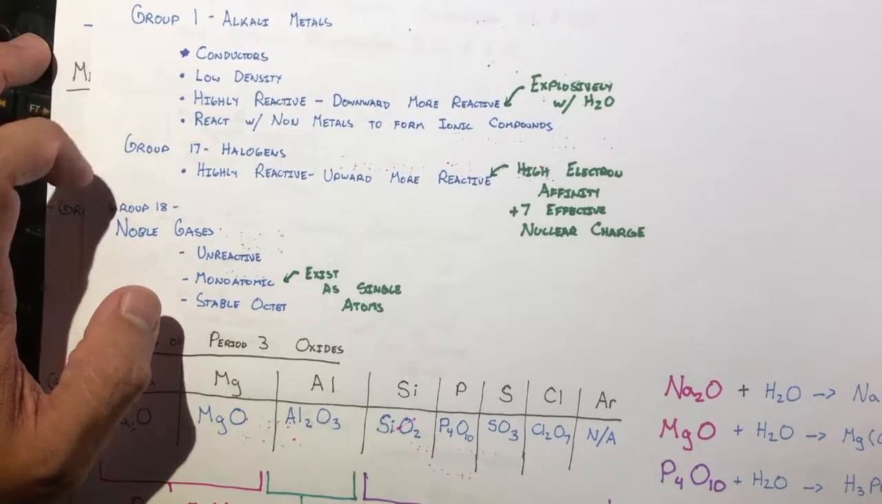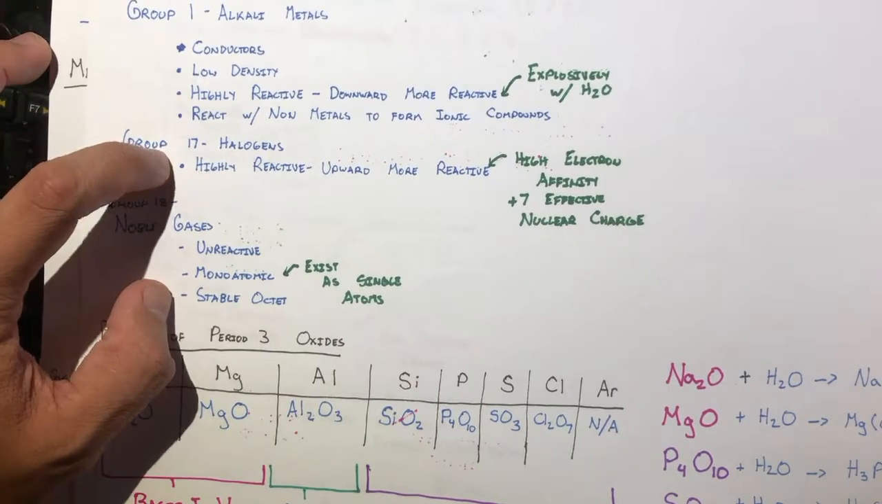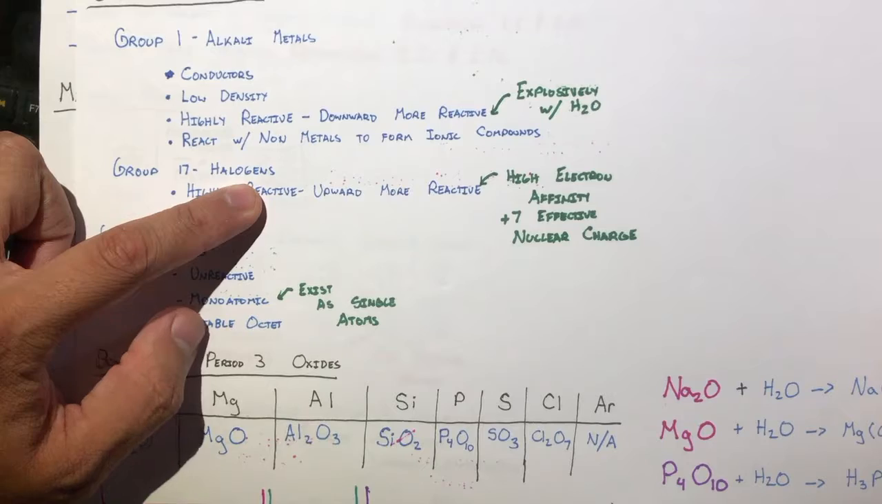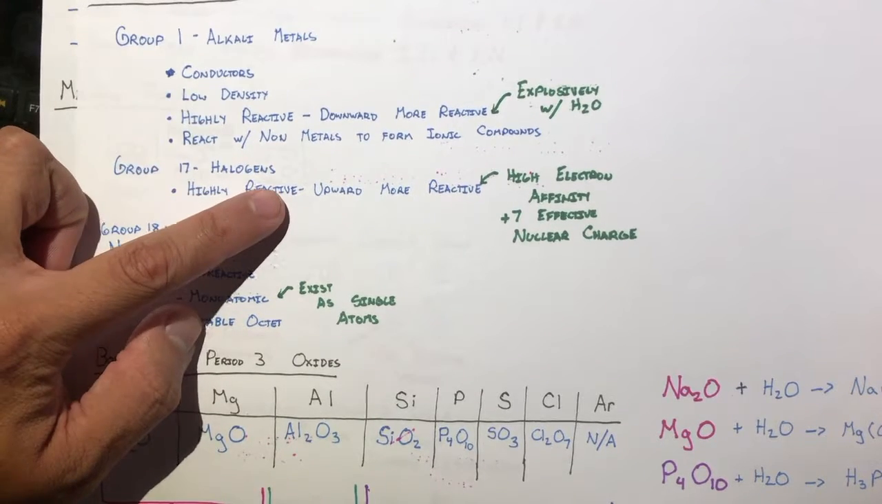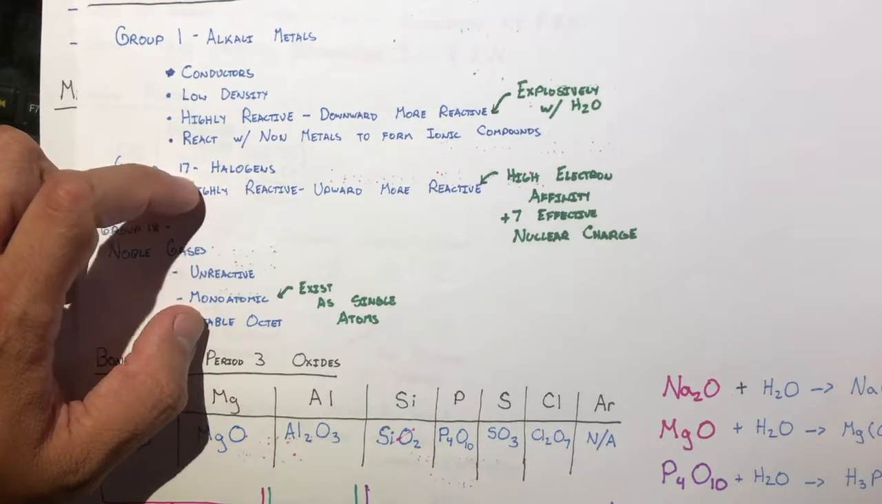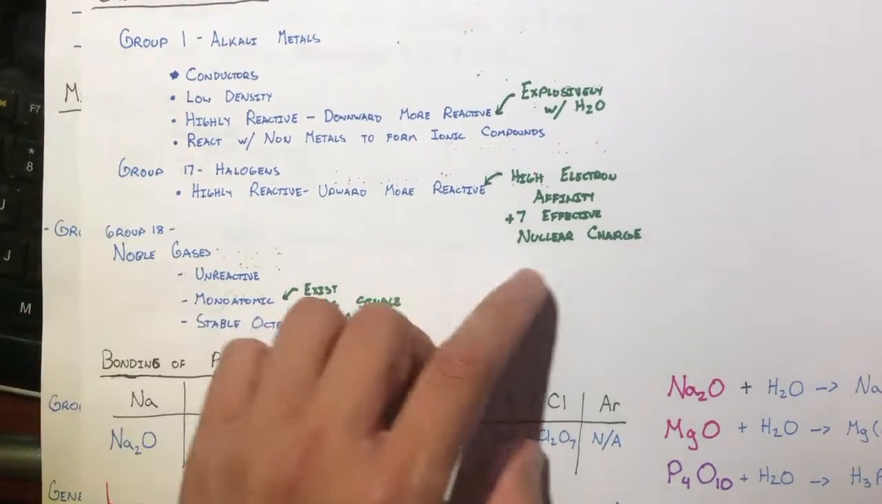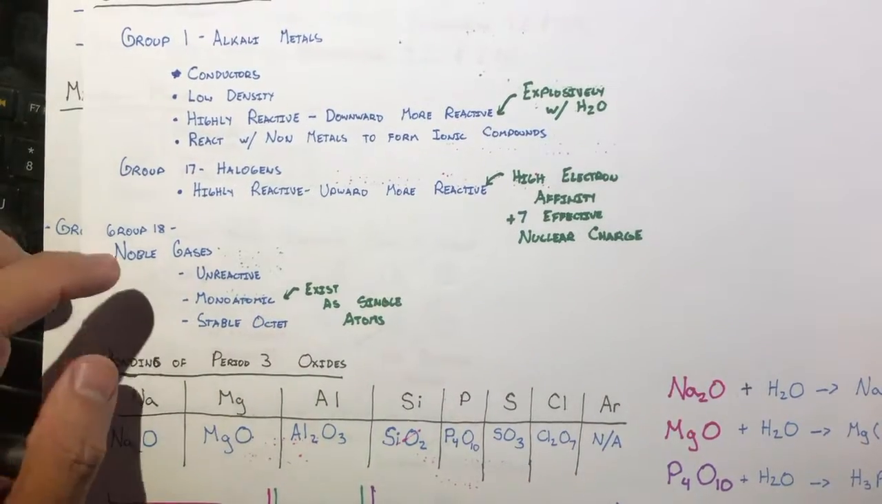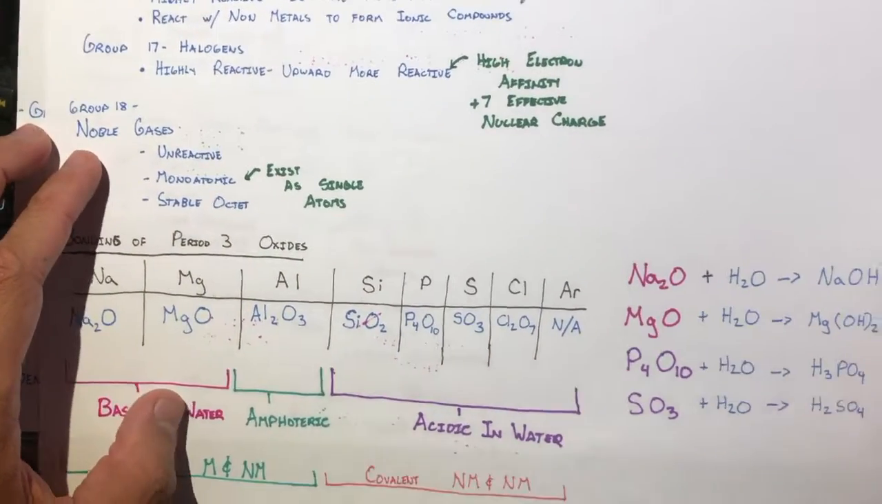We'll see that later. Group 17 are the halogens. They are also highly reactive, but instead of going downward being more reactive, like francium, going up is going to be more reactive. So fluorine is actually the most reactive halogen. And that's because of a high electron affinity. We've got a +7 effective nuclear charge with those group 17 halogens.